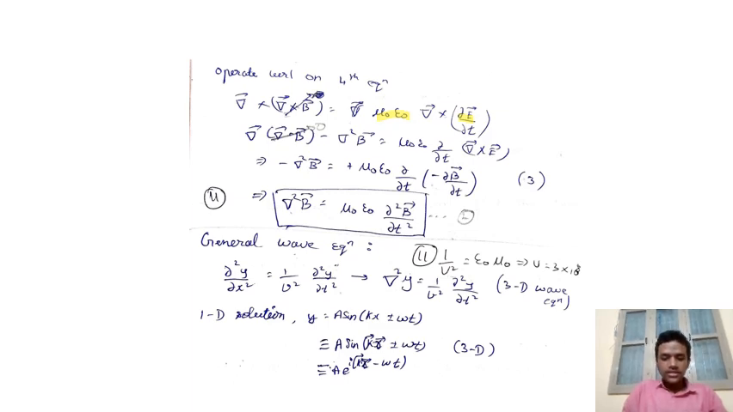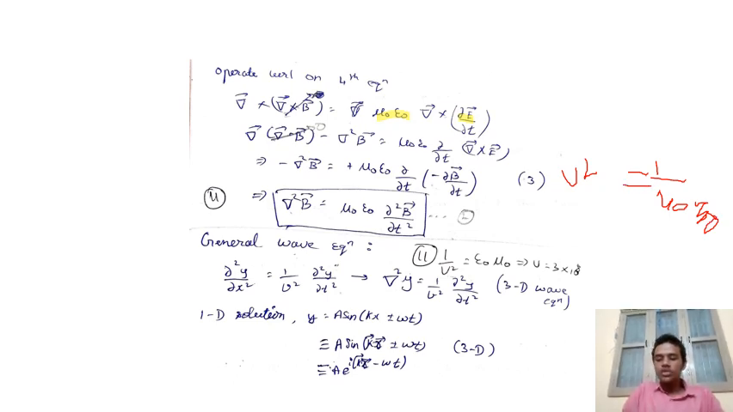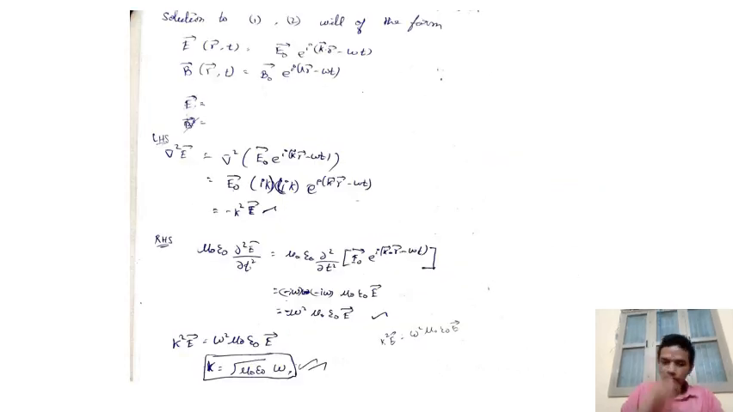When we compare this result with that of the general wave equation, we see that 1 by v square, that is v square, is equal to 1 by μ₀ε₀. Therefore the velocity of the electromagnetic wave is 1 by root of μ₀ε₀. When we substitute μ₀ and ε₀ in free space, we see that the velocity is 3 into 10 to the power 8 meter per second, which is the speed of light.